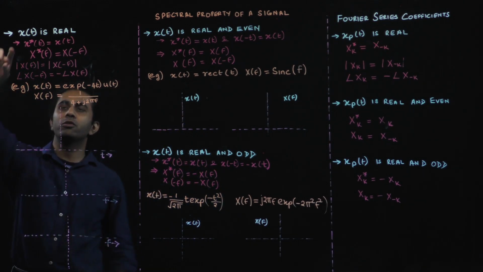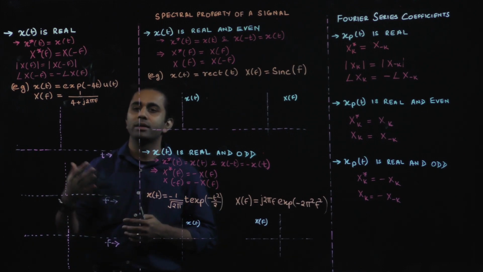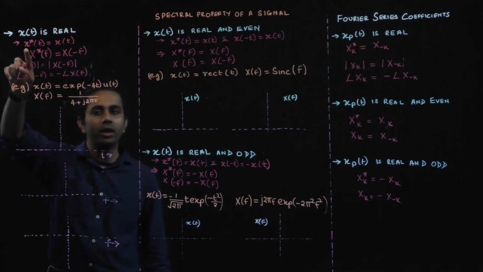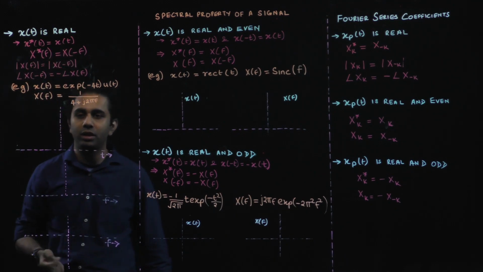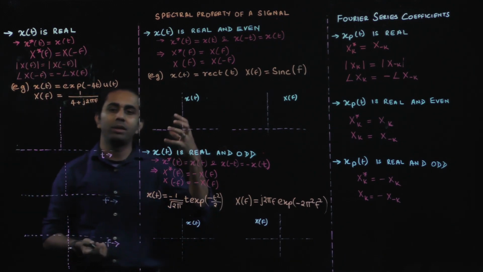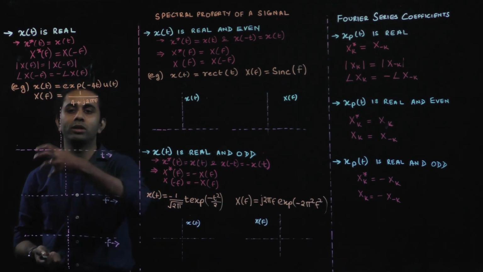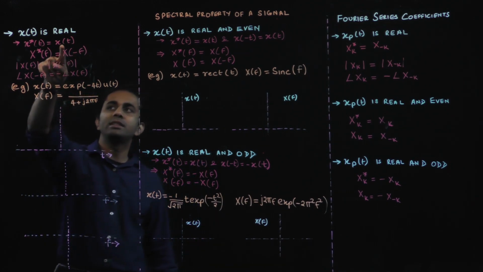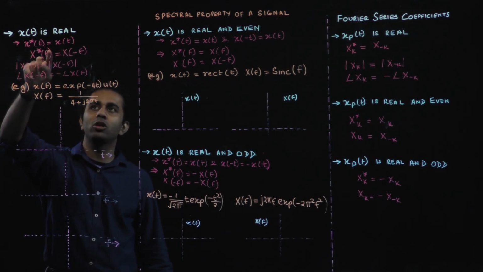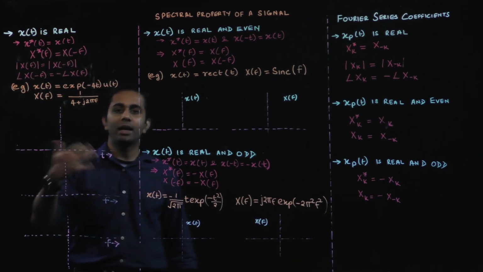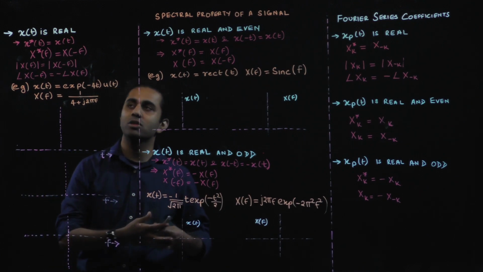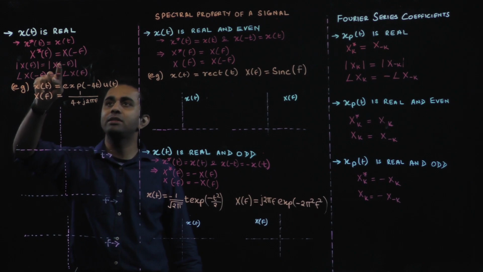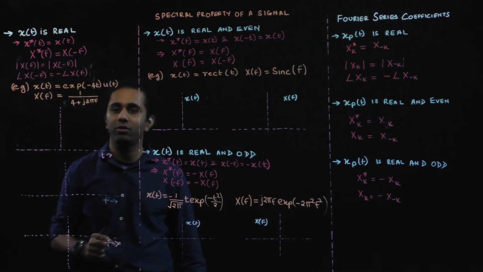So the first thing is, what do we understand when I say that my signal is real? What that means is that x conjugate of t is equal to x of t. Why is that? Because the imaginary component is 0. So the conjugate of this signal is going to be the same as whatever your original signal is. So if that is the case, the corresponding Fourier transform relationship becomes that x conjugate of f is equal to x of minus f here.